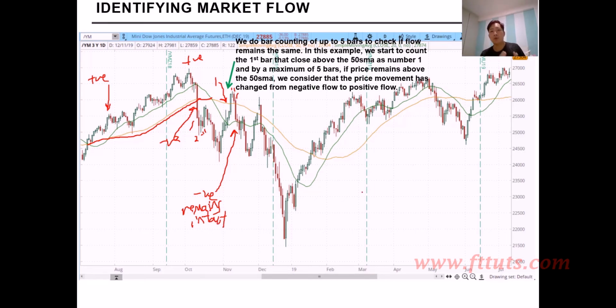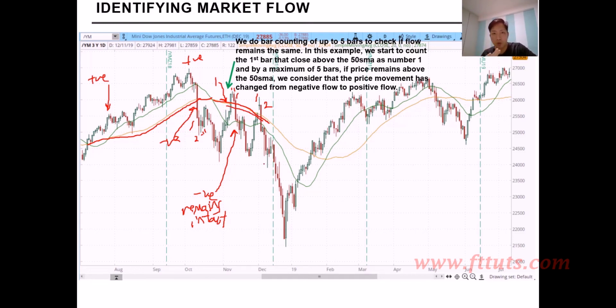The negative flow remains intact. In fact, the flow change here again. This number 1 over here, number 2. By number 2, it goes back down. So the entire price action here is in negative flow because the flow didn't change, right? The flow didn't change. The flow remains negative all the way.